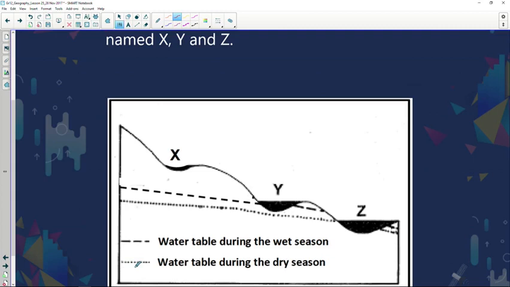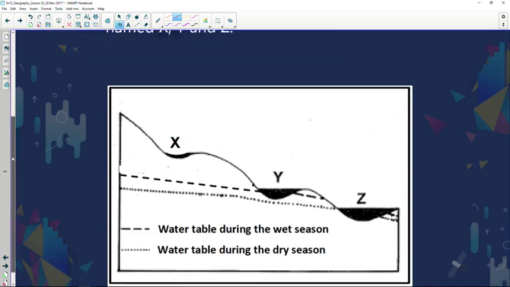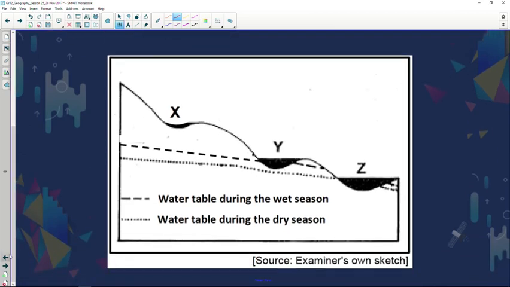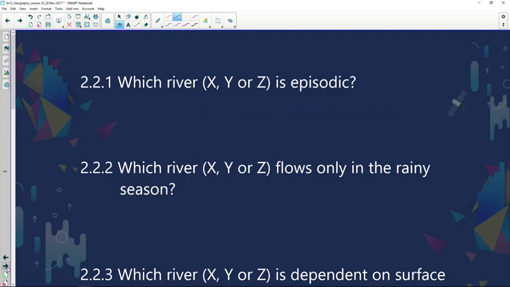So immediately, what do we know? We've learned in geomorphology about our 3 different rivers. Before the grade 12 syllabus, you knew about 2 rivers, perennial rivers and non-perennial rivers. But today, you know about exotic rivers, periodic rivers, episodic rivers, and permanent rivers. So let's quickly have a look at the questions that follow. Which river, X, Y, or Z, is episodic?